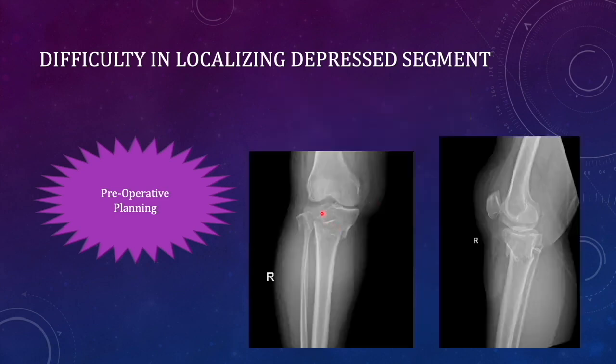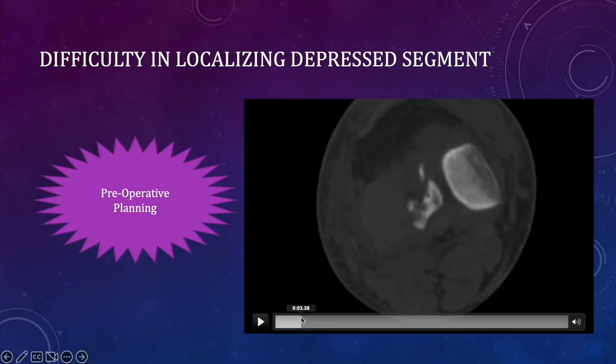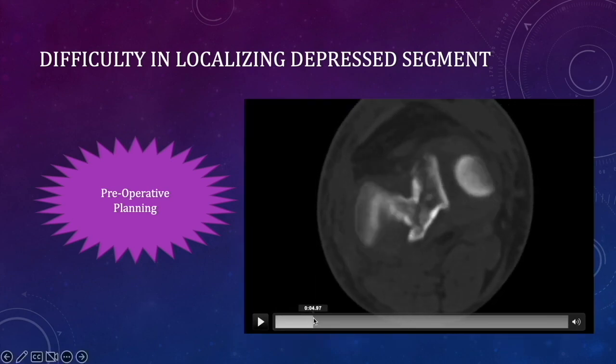And in this part also, you see there are double lines. You see there is a subcondylar line here and there is a subcondylar line here. So we are not sure whether the depression is in the anterior part or posterior part, again because lateral views are often inadequate.